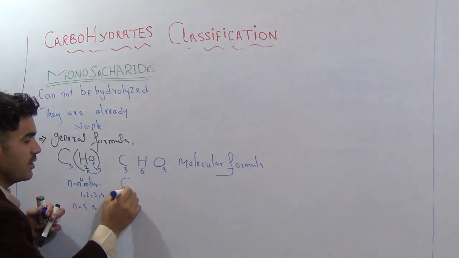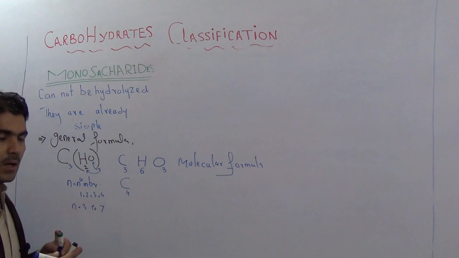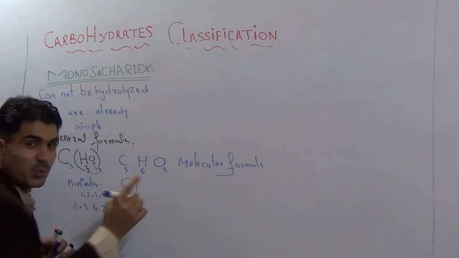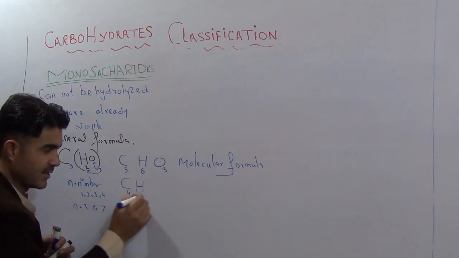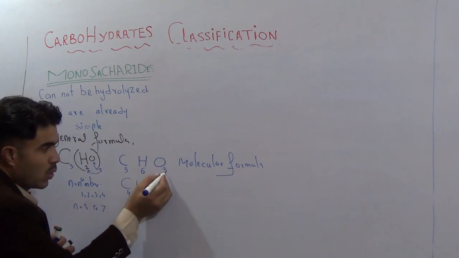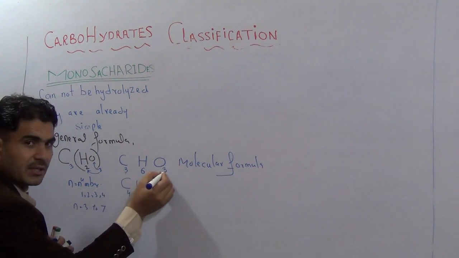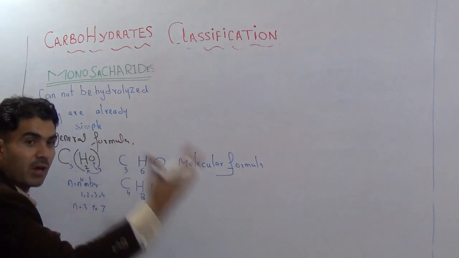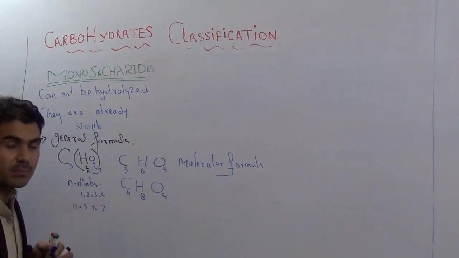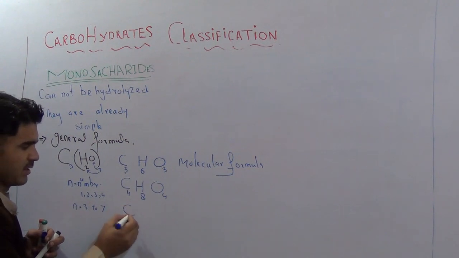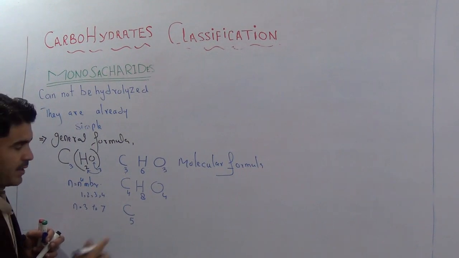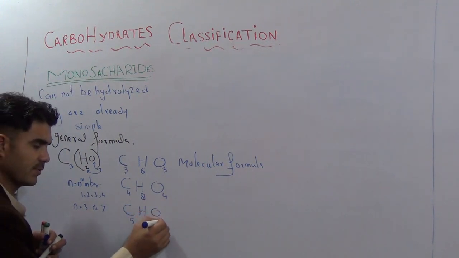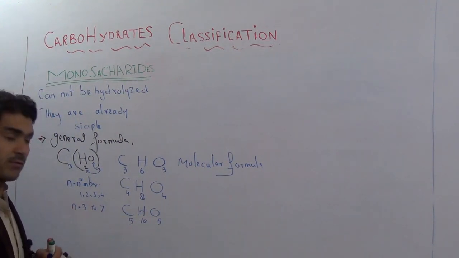Now if I write C4, because we are told already that carbon may be 3, 4, 5, 6 and 7, you will tell me how many hydrogen will be there. The double of 4 is 8, so C4H8, and O is always equal to the carbon. If 3 carbon, there will be 3 oxygen. So if 4 carbon, there will be 4 oxygen. It again follows the formula CnH2nOn. So this is another monosaccharide. And now we have another monosaccharide, C5. How many H would be there? There will be 10 hydrogen, and 5 oxygen. So it is another monosaccharide which contains 5 carbons.